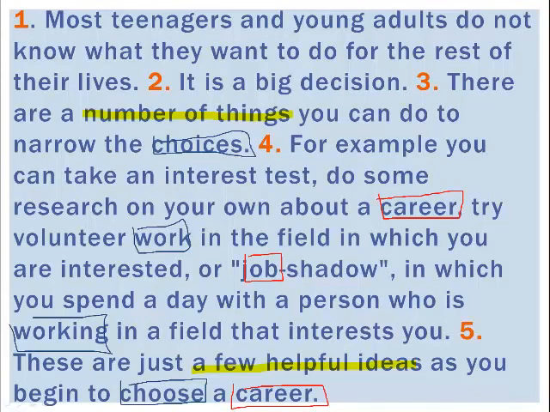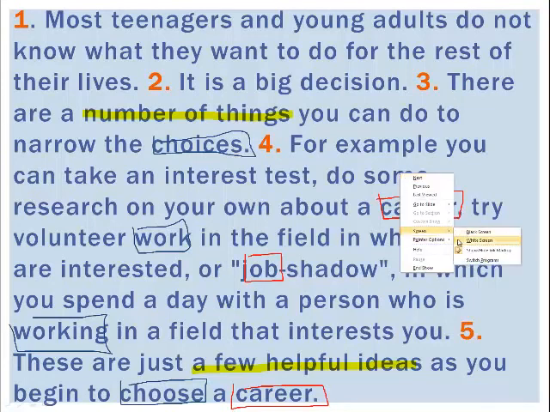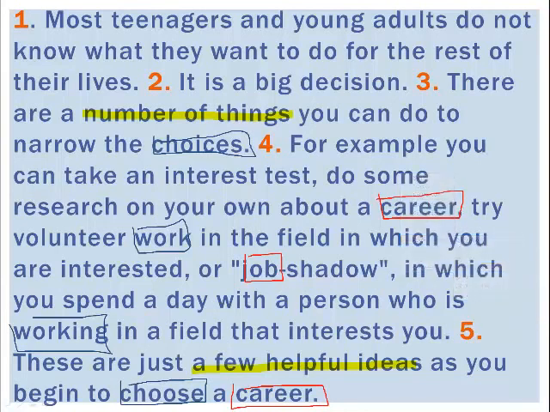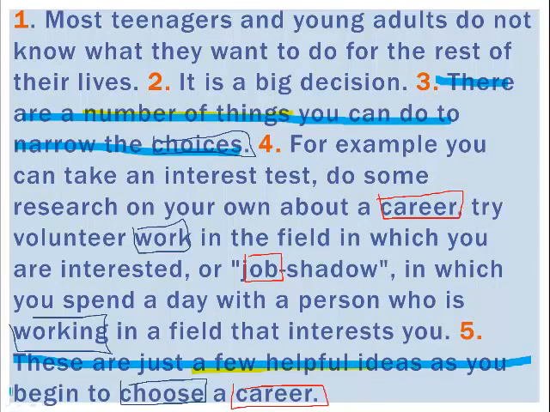Okay, and this is a tricky sentence, or paragraph, actually not so tricky. It's actually quite nice because, can I do a blue highlighter? Okay. We actually have 2 sentences here that say the same thing. There are a number of things you can do to narrow the choices. And by choices, we mean choices in job. And these are just a few helpful ideas as you begin to choose a career. Those sentences say the exact same thing. So on an exam, you could say it's either 3 or 5. If you said 3 and 5, that would be the best option.